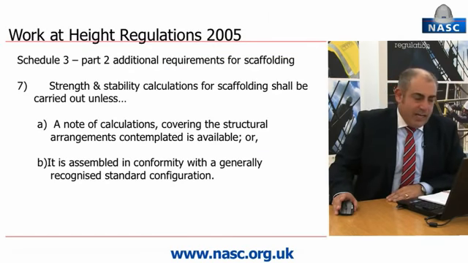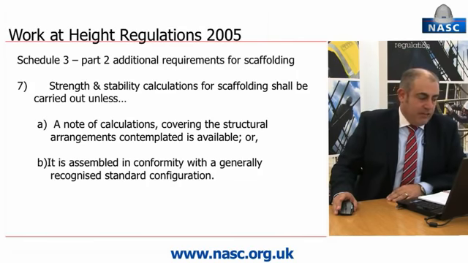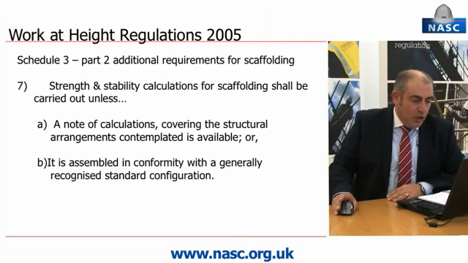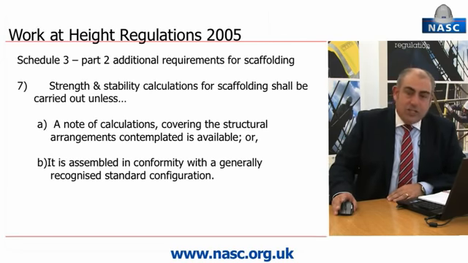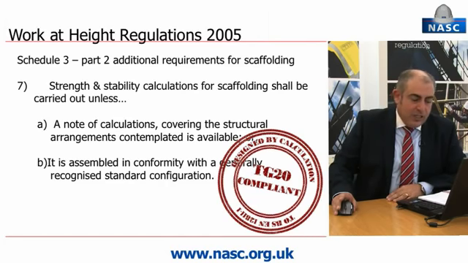The Work at Height Regulations 2005, as amended, Schedule 3 Part 2, covers additional requirements for scaffolding. It requires that strength and stability calculations for scaffolding should be carried out, unless it's assembled in conformity with a generally recognised standard configuration. The TG20 compliant scaffolds are designed by calculation to conform to BS EN 12811.